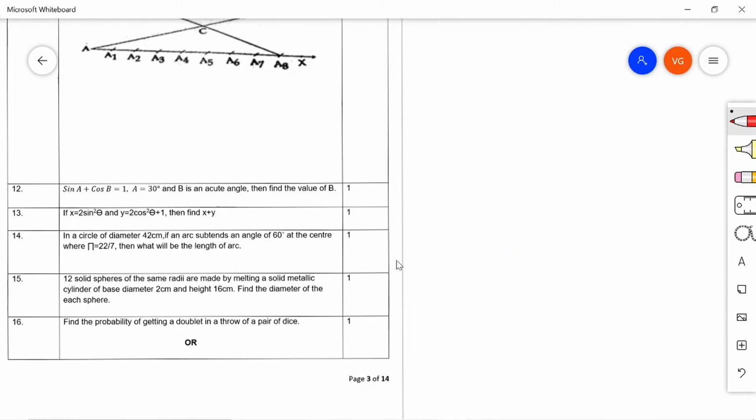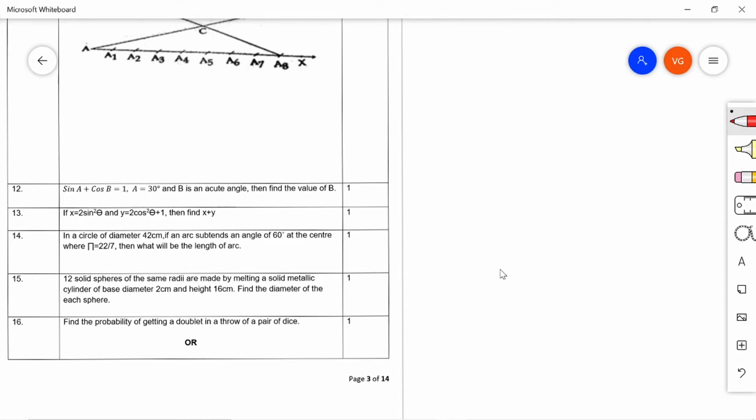Coming to question number 14. In a circle of diameter 42 centimeter, if an arc subtends an angle of 60 degree at the center where pi is equal to 22 by 7, then what will be the length of the arc?